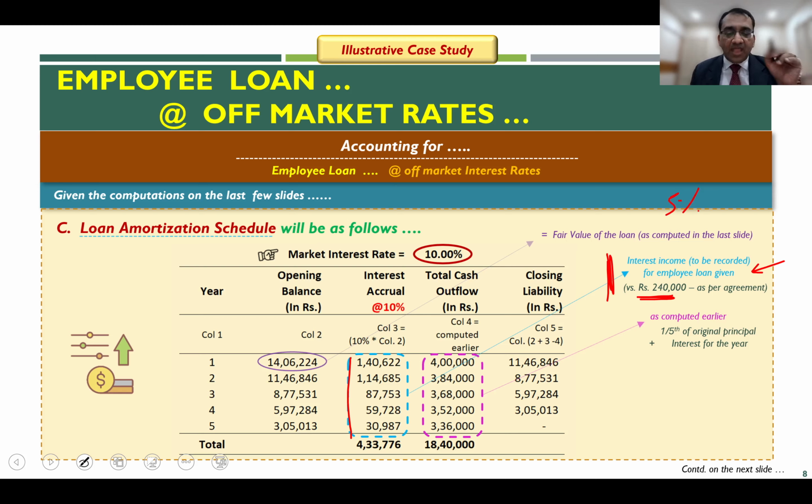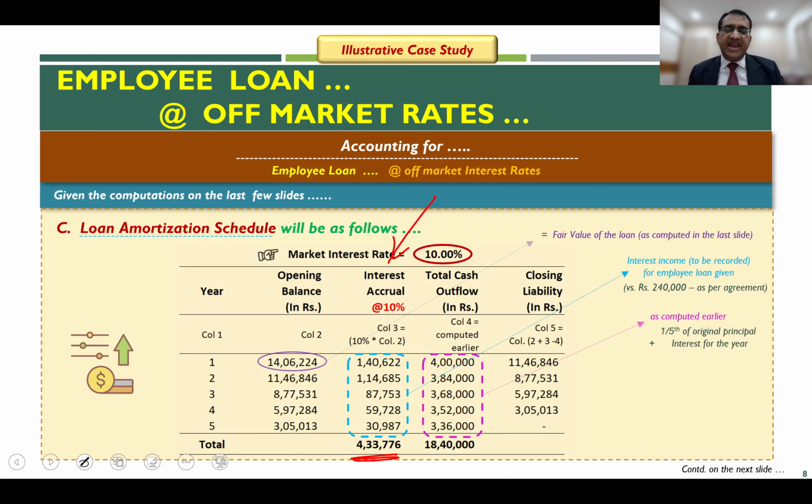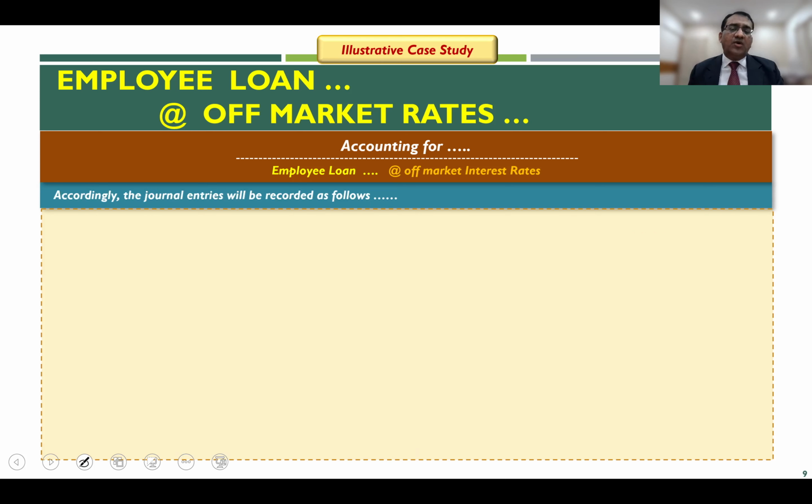But from the Ind AS 109 or IFRS 9 perspective, the income which the CT Corp will record in respect of the interest will be 4,33,776. Let us see how the journal entries in this case will get recorded, and then I will explain to you how and why this particular accounting has been suggested, and the impact of this particular accounting.